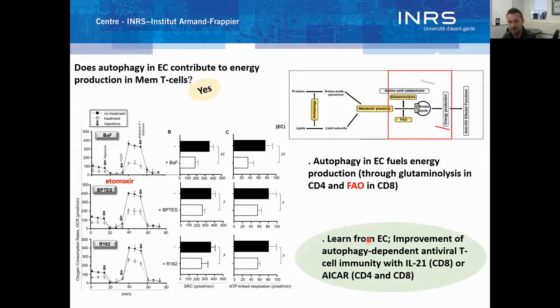And what we found out in the same studies is that we were able to re-educate the system, not fully, not at the levels of elite controllers, but significantly, by using either IL-21 with CD8 and CAHR, which is an inducer of AMP kinase, which is an inducer of autophagy. And our autophagy was AMP kinase dependent.